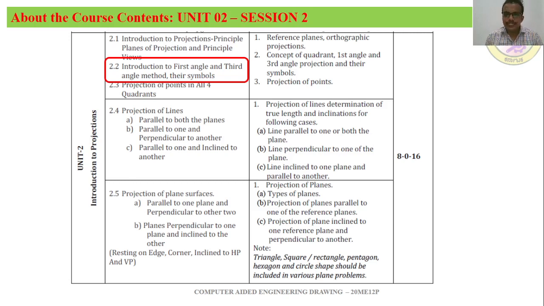In Unit 2, in the previous session, that is session 1, we understood the concept of introduction to projections, principal planes of projection and principal views. And today in session 2, we are going to learn about the introduction to first angle projection and third angle projection methods. What are the four different quadrants and their symbols?